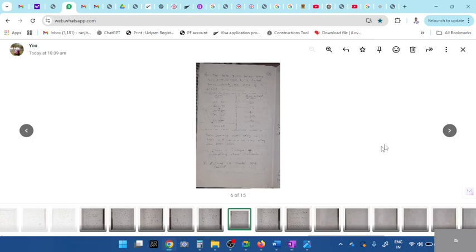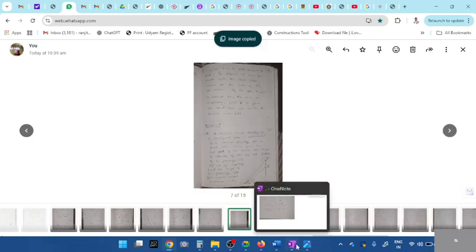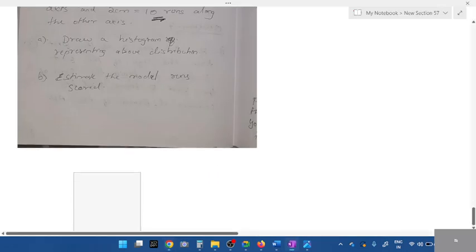Estimate the graph. Okay, graph question is done. Next one. I'll be quick. You can go through the recording and refer to it later.